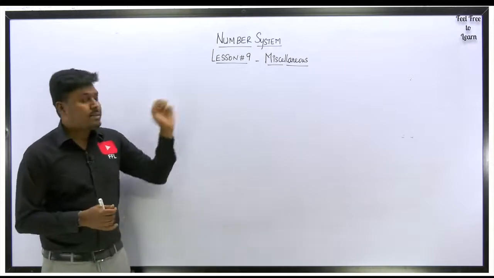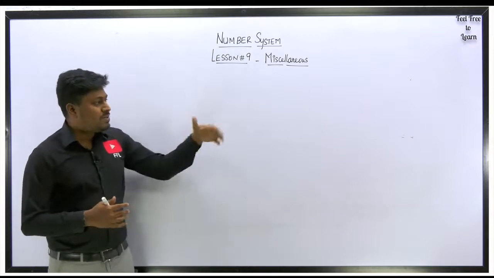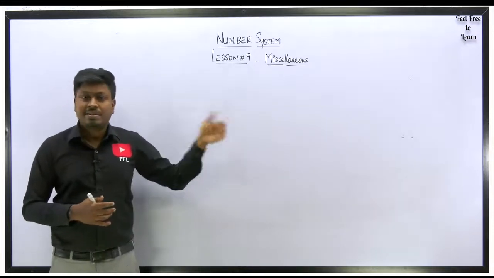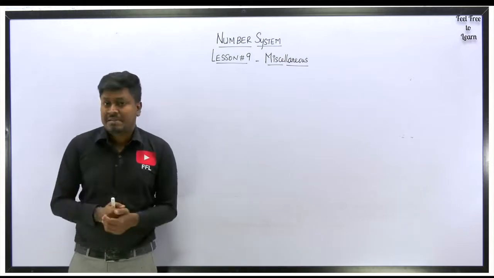So in this lesson number 9 on the topic number system, we are now going to solve 6 to 9 questions, that is, miscellaneous questions on this topic. So friends, this will be the last lesson of the topic number system.